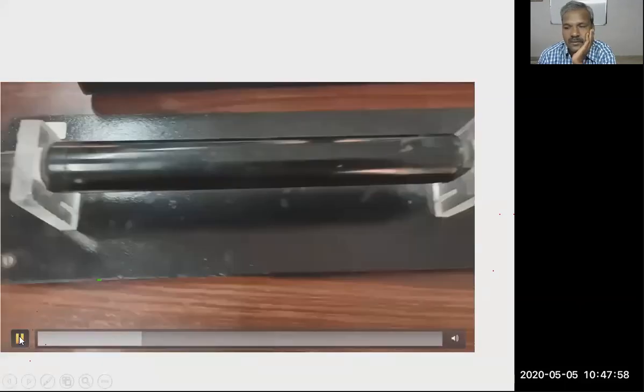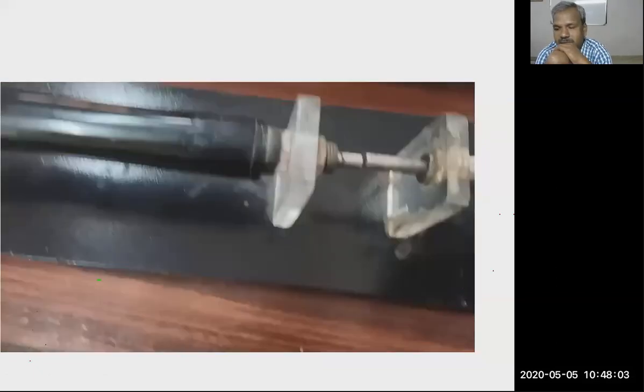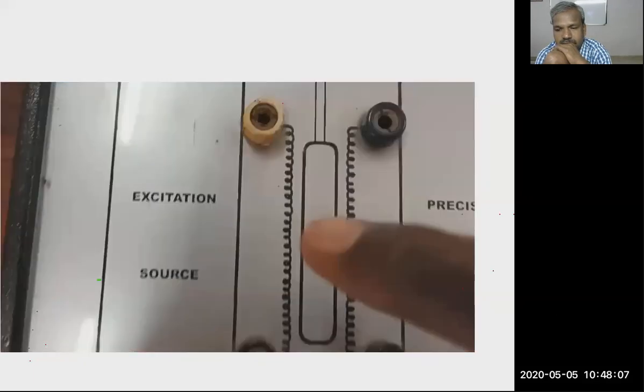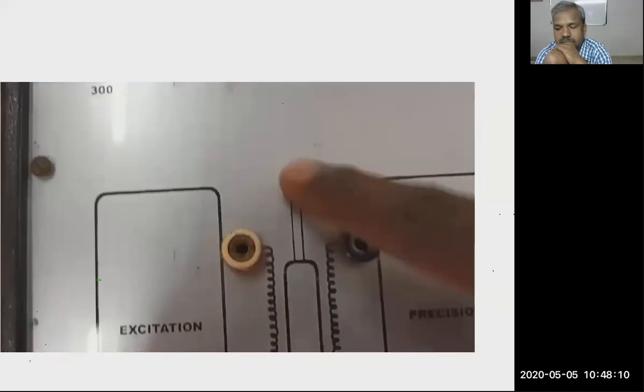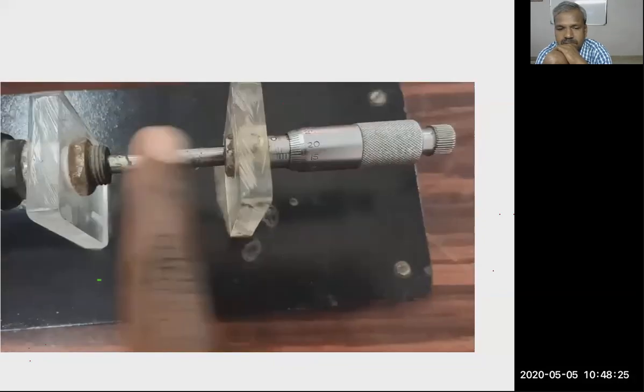From this RS-232 cable, the inductive transducer is connected. So this is the inductive transducer. This is the inner core, connected internally. This inductive transducer is made up of a soft iron core inside one primary and secondary. So this is the core. This is an external arrangement to measure the displacement of the core.